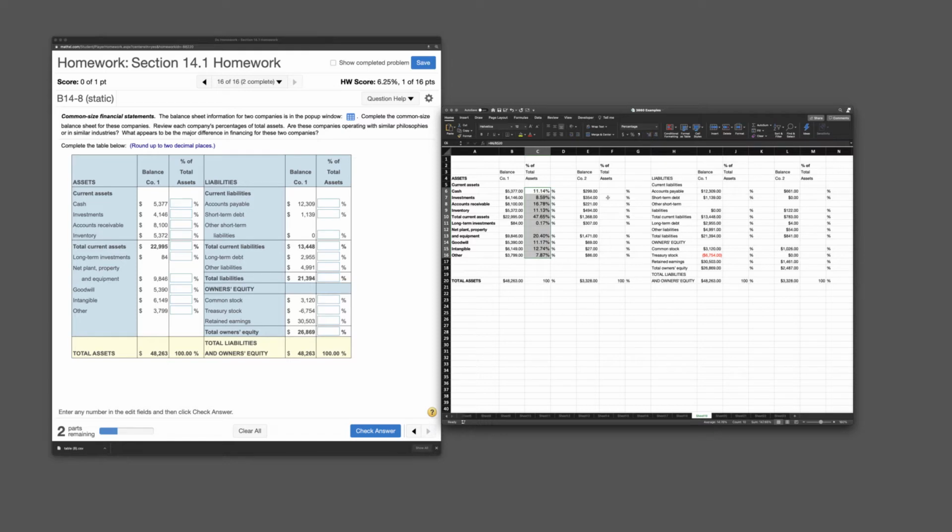That's 2 decimal spaces. And again, this is now company 2 in this case, and we're going to divide by its total assets. So we're comparing the assets first, and then we will compare liabilities. So again, get into our percentages. We'll move on to our liabilities.